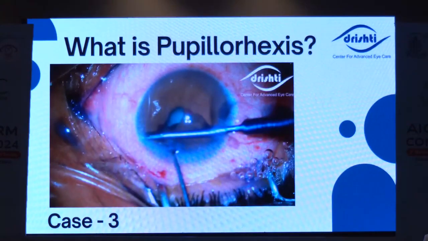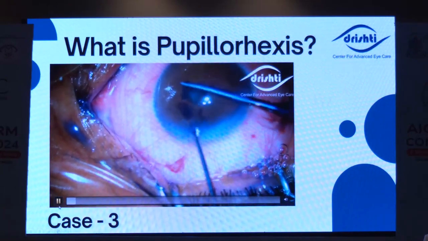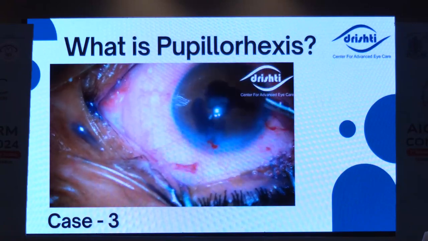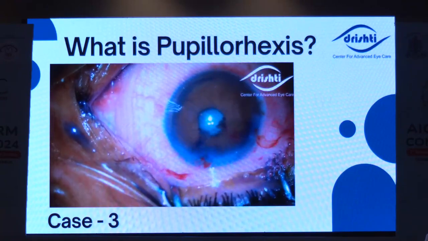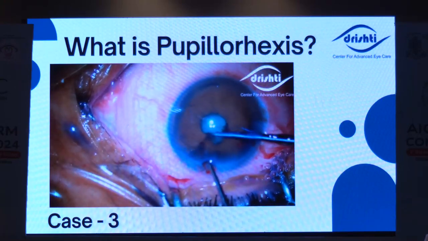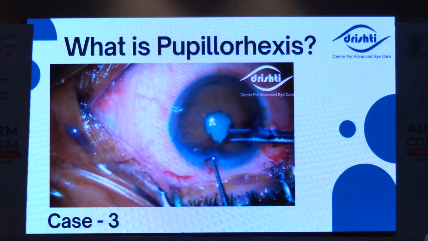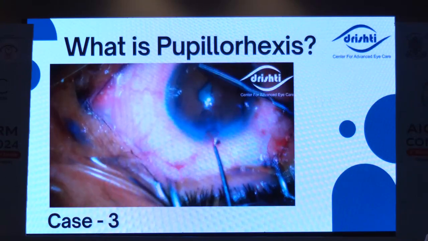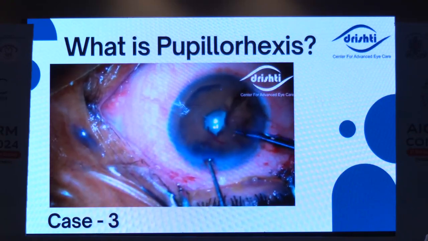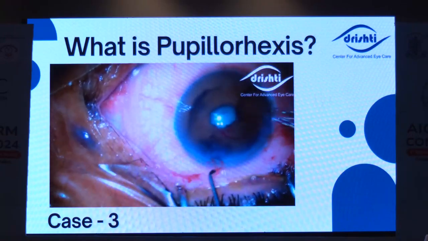Okay, this is case 3. You can see the constricted pupil. The dye is coming out because we inject the dye behind the iris. So during the process, some dye keeps coming up in the view. But you can see the pupil is being released slowly after the membrane is released from the pupillary margins. And these pupils usually react very well and respond to the intraocular dilatation.